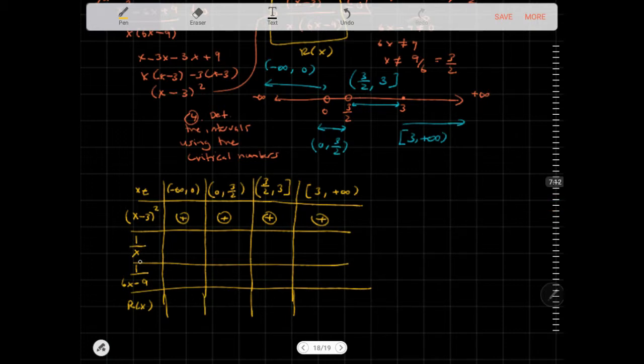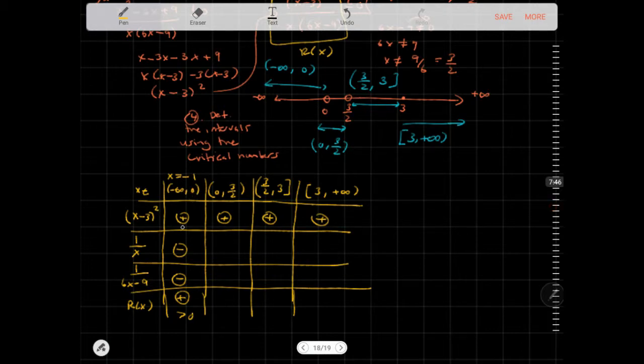So let's take a look at 1 over x. If we take a value between negative infinity and 0, let's say x is equal to negative 1, this is negative. When x is equal to negative 1, we have negative 6 minus 9. This is also negative. And then we have 2 negatives and a positive, so that gives us a positive. So this is greater or equal to 0. That's not one of our solutions, right? Now let's take a look at 0 and 3 over 2, right? Sorry, this should be just greater than 0, not greater or equal to 0. There's no value here that would make it 0.